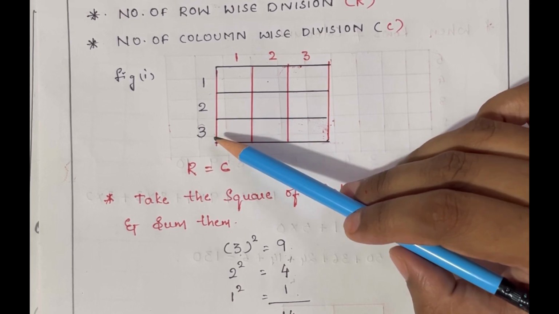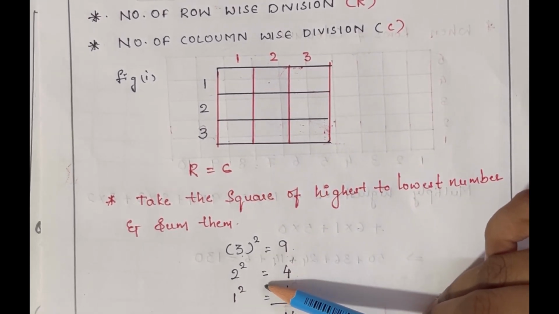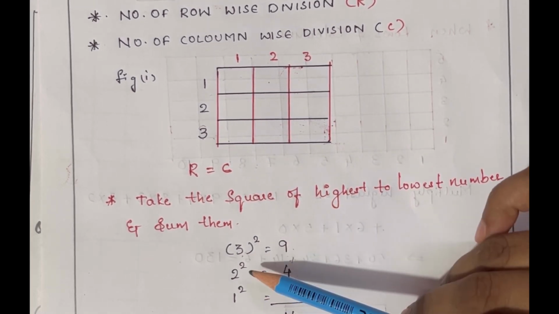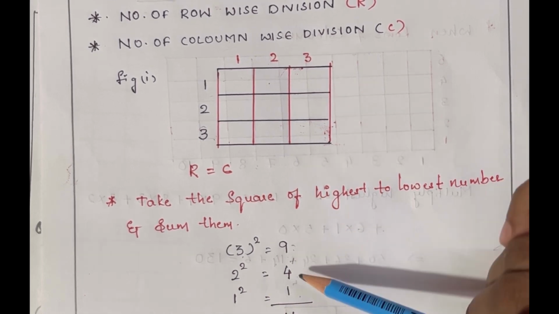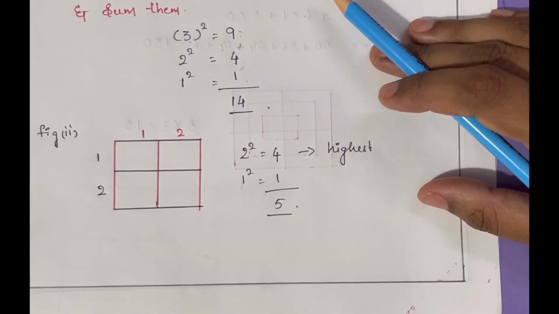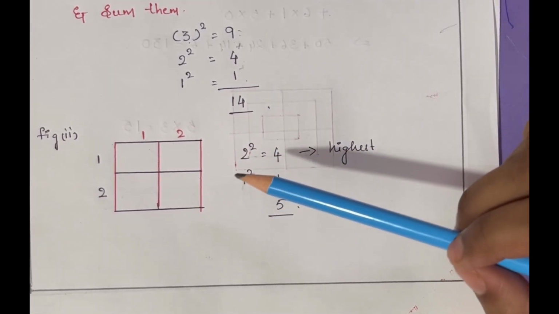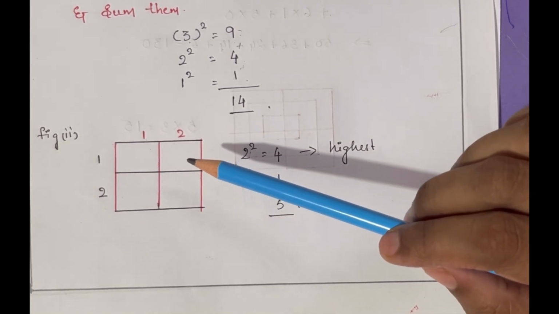In this, the highest number is 3. So we'll take 3 square, the next highest number is 2 square, and next is 1 square. We have to add 3 square plus 2 square plus 1 square, that is 9 plus 4 plus 1, that is 14. And in the simple example we took earlier, we know that in the following figure there were 5 squares present.